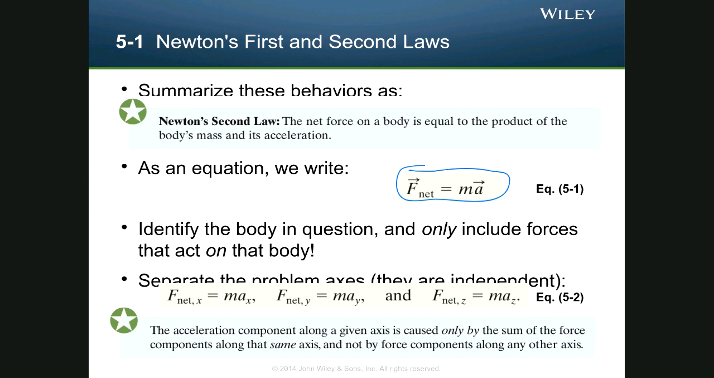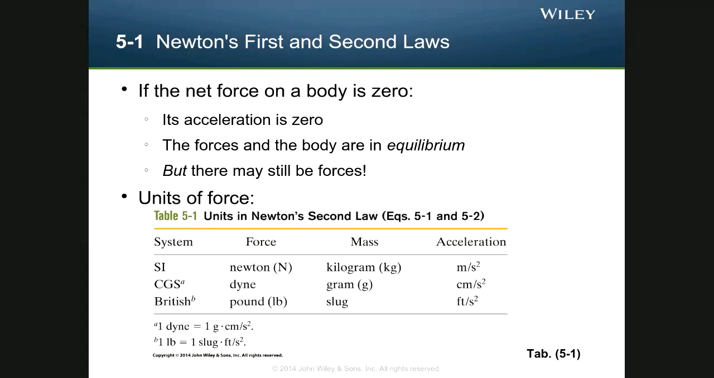Let's move forward then. Some things to point out that it doesn't hurt to hear again and again. If the net force on a body is 0, the acceleration is 0. That does not mean the velocity is 0. Remember, for constant velocity, you take that derivative, and the acceleration is still 0. If the acceleration is 0, the forces and the body are at equilibrium. Again, the sum of the forces may be 0, but there may still be forces.